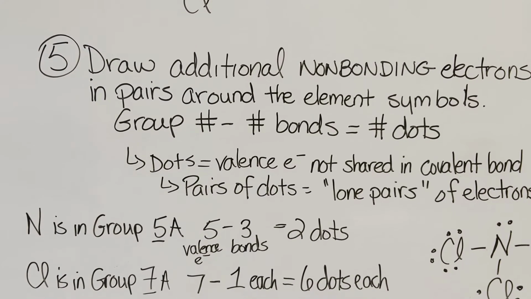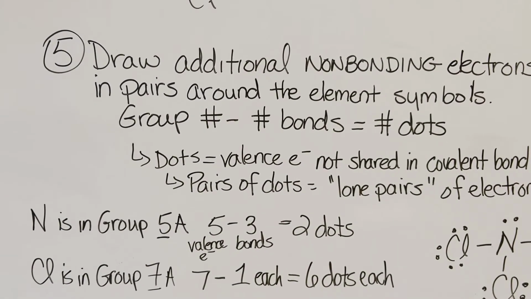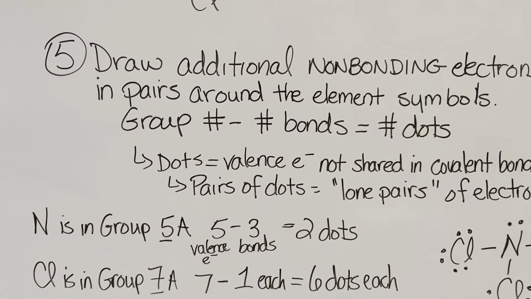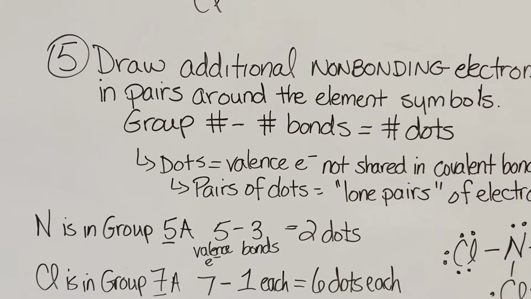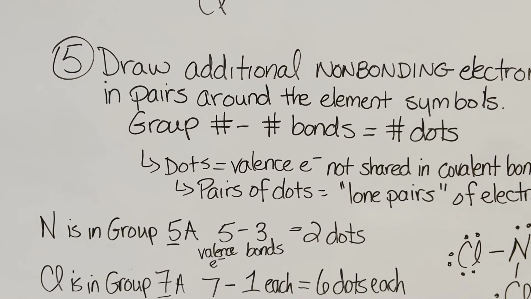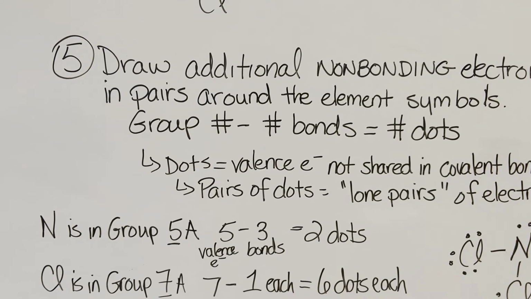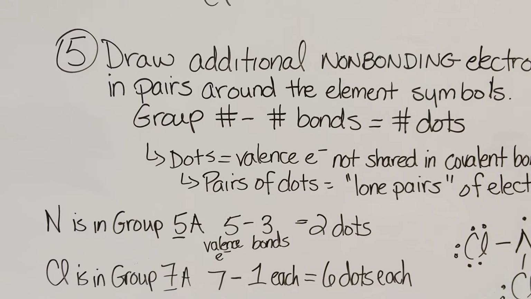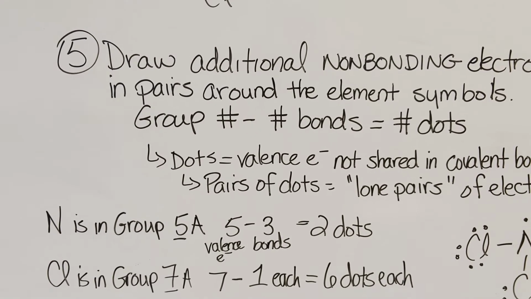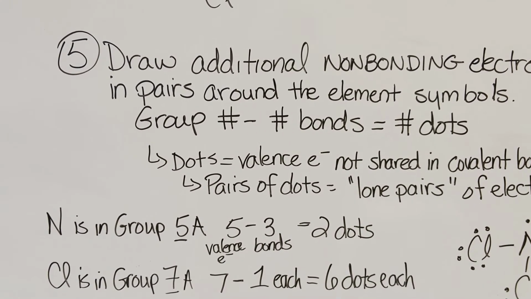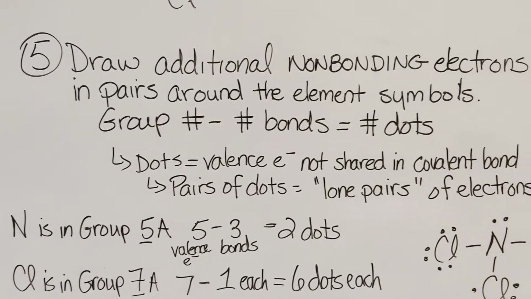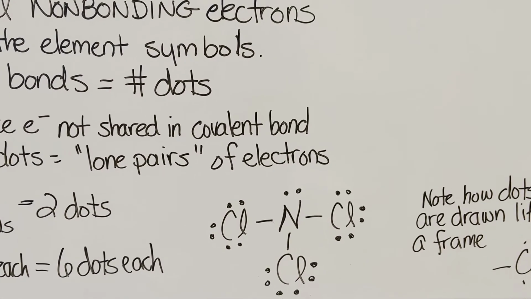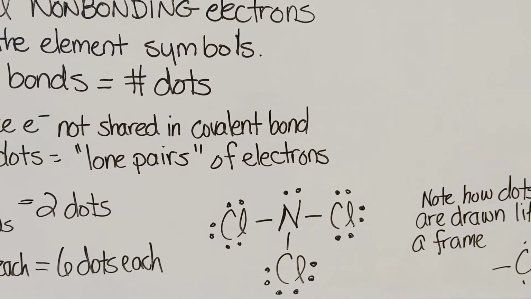Nitrogen is in group 5A, so he has 5 valence electrons. If we subtract the 3 electrons that he shared in those 3 bonds, there will be 2 dots, 2 valence electrons that haven't been shared in a bond that need to be drawn on nitrogen. Chlorine is in group 7A. 7 minus 1 bond for each of our chlorines leaves 6 dots that need to be drawn around each chlorine atom. When the dots are added, you end up with a molecule that has this Lewis structure.